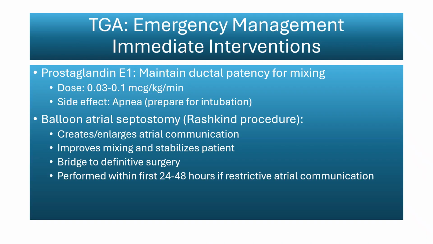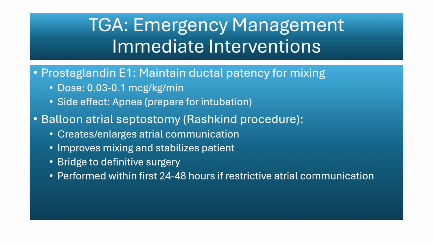Emergency management of transposition focuses on maintaining adequate mixing between the parallel circulations. Prostaglandin E1 infusion is the first step, as it preserves ductal patency and allows blood to cross between the great vessels. Typical dosing is 0.03 to 0.1 micrograms per kilogram per minute. Apnea is a frequent side effect, so preparation for intubation and ventilatory support is essential.